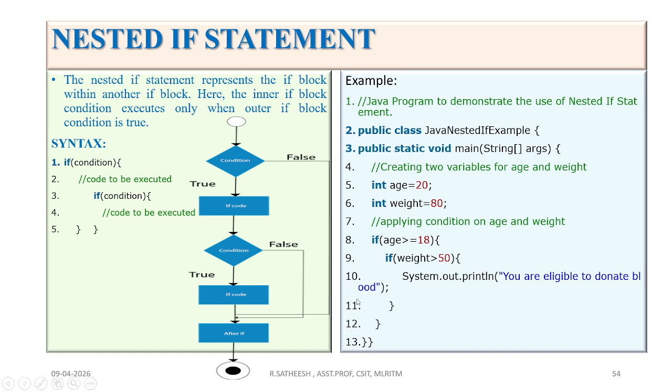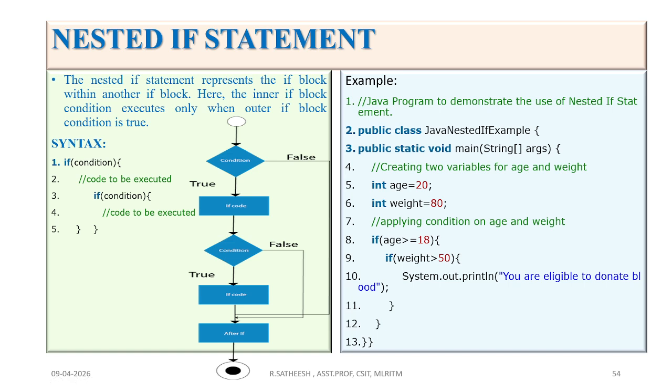So if age greater than or equal to 18 is the condition, based on the given value, yes, it is true. 20 greater than 18, yes, this is true. And next, weight greater than 60, yes, the person's weight is 80. So both conditions are satisfied. Then the SOP statement, this statement is going to be executed.